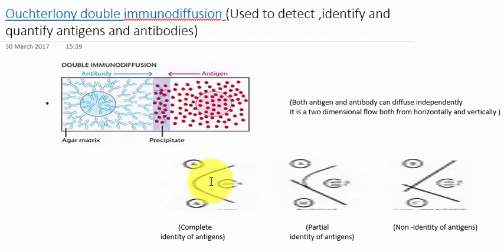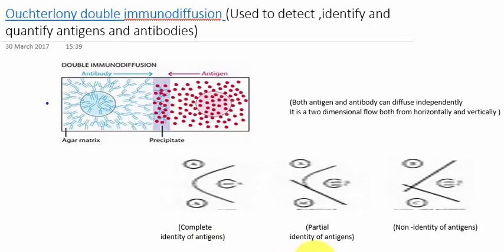The pattern of lines that form can be interpreted to determine whether the antigens are the same or different. So let's discuss the patterns. The first pattern is this one. This is the complete identity of antigens. In this case, the antibodies in the antiserum react with both the antigens, resulting in a smooth line of precipitate. The antibodies cannot diffuse between the two antigens. The two antigens are immunologically identical.